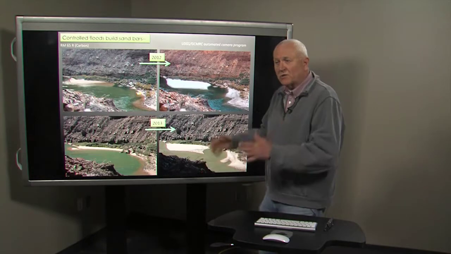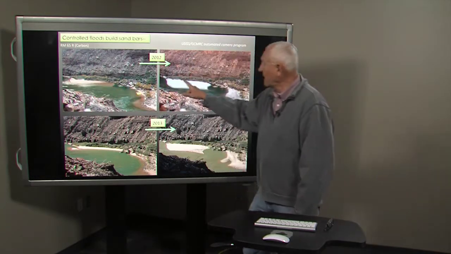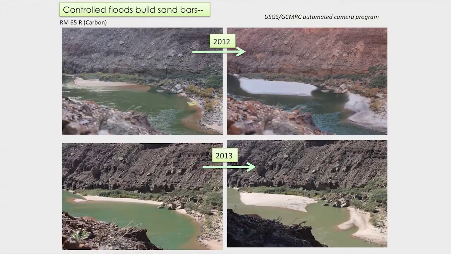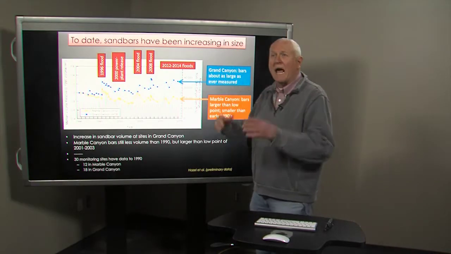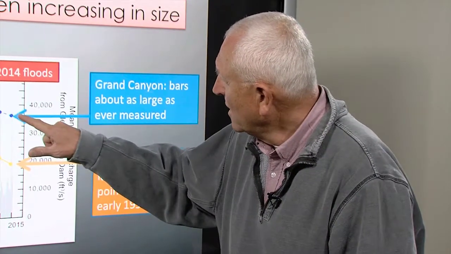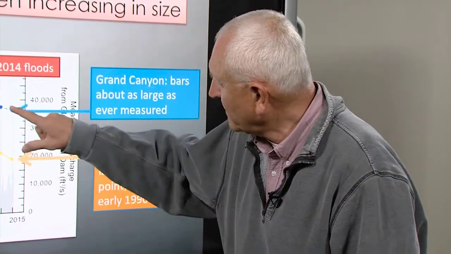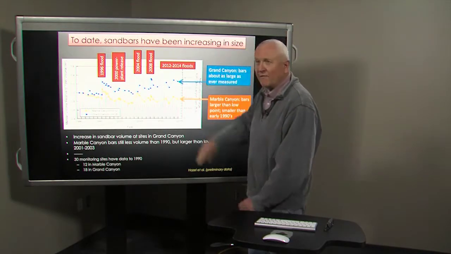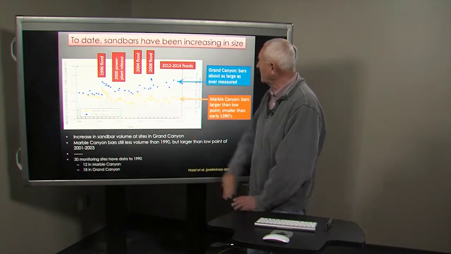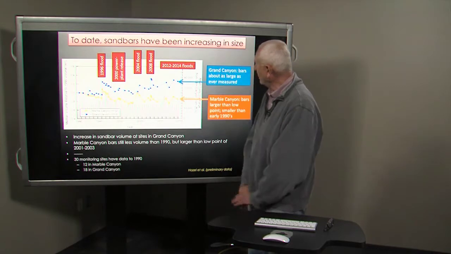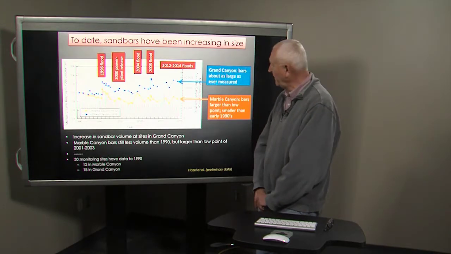When these floods stir sediment off the bed, they build eddy sandbars. So these are the beneficial effects of these floods. And when we look on average at the response of the system, we see these last two data points are the average size of eddy sandbars after the latest floods that have occurred in 2012 and 2013. This data point here is just before the 2014 flood.